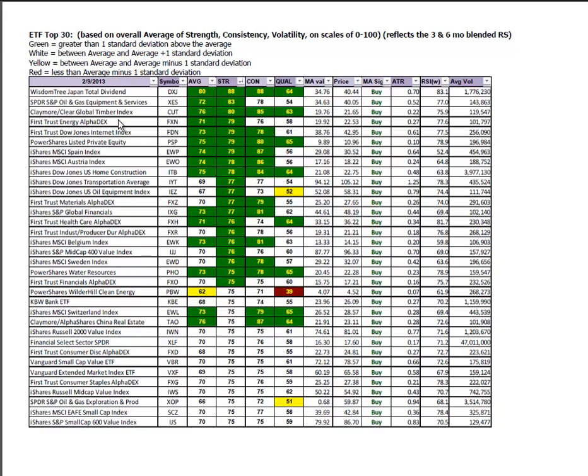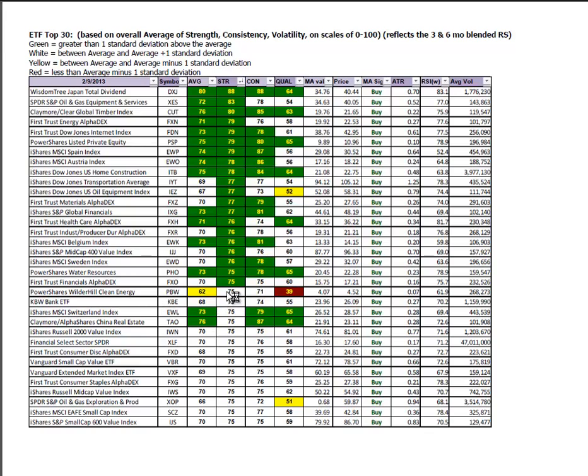Top 30 in the ETF2 database, sorted by relative strength, the blended monthly strength. Japan total dividend, oil and gas, timber, energy, internet tech, Spain, Austria, home construction, transportation. All of these that are green in the strength column but white in the average column are ones that are coming on strong, so materials, U.S. oil and equipment and transportation.